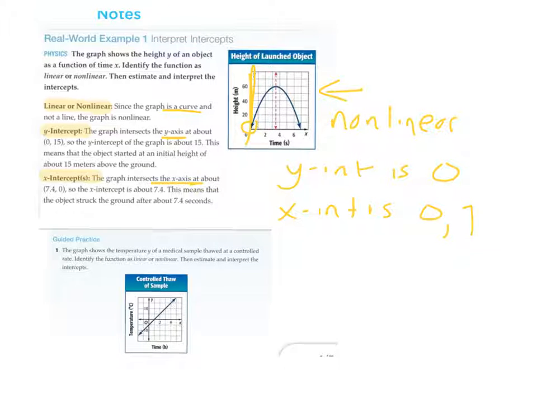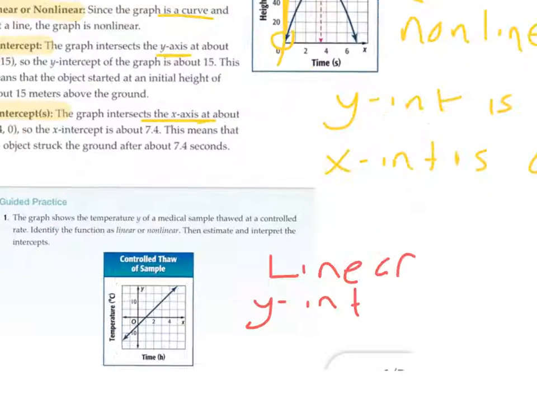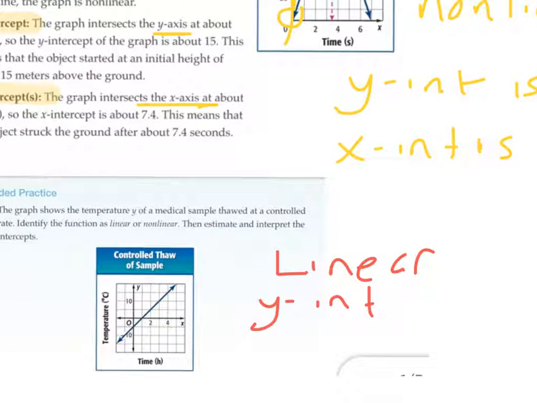If we look at this example down here, let's do the same thing. This one is a straight line, so this one is linear. On a linear equation, we'll have one intercept for the y and one intercept for the x. In this case, the y-intercept looks like it intercepts at about -5, and the x-intercept looks like it intercepts at 1. And so there are our intercepts.